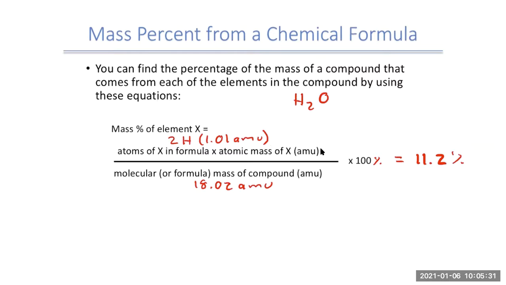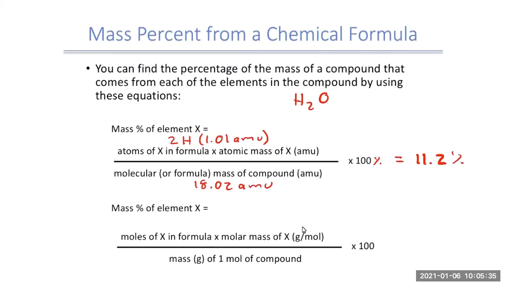So we can figure this out using AMUs, or later on we can figure it out using the molar mass, the grams per mole. Then we can use the mass of the element as the number of moles of that element multiplied by the molar mass, divided by the mass of 1 mole of that compound, times 100 again. Either way should give you the same answer.